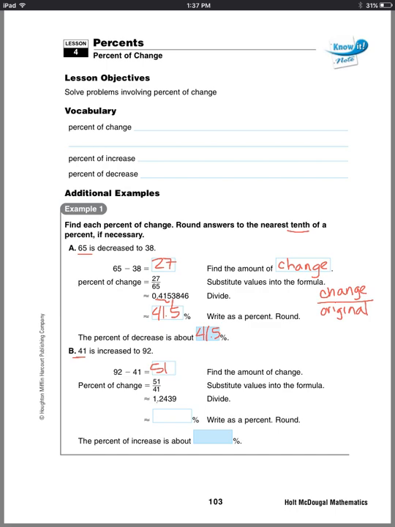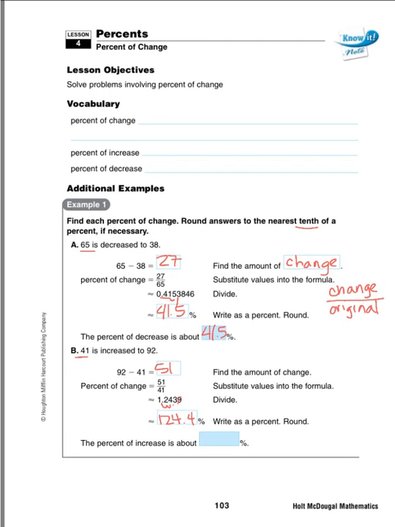So we move the decimal over twice, and we get 124 point, and that 3 is going to change to a 4 because of the 9. Okay, so the percent of increase is about 124.4%. So you take your two numbers, you subtract them, you put that number over the first number in the problem, divide, change your decimal to a percent.